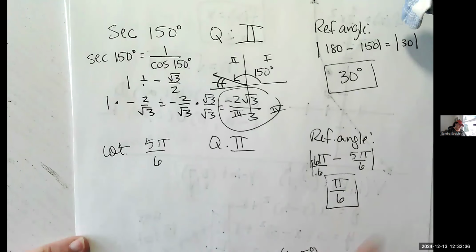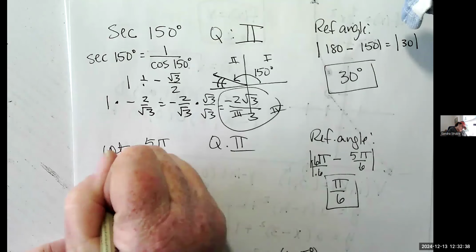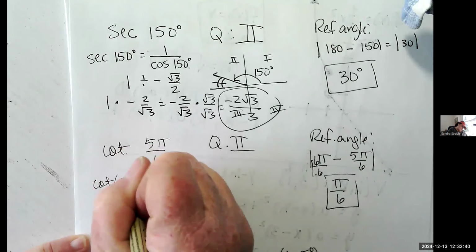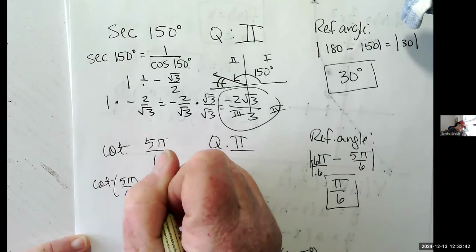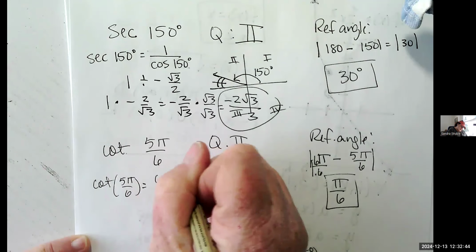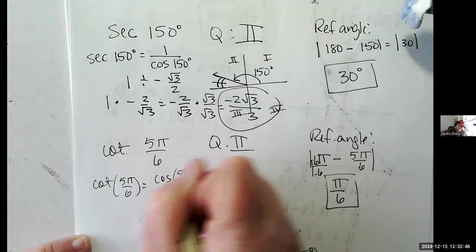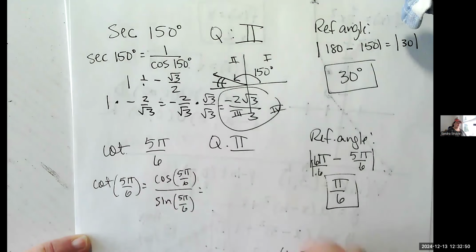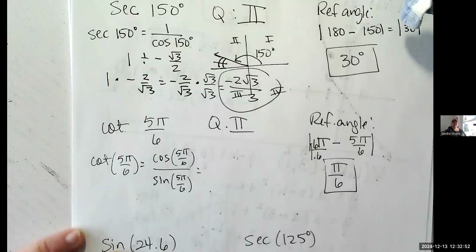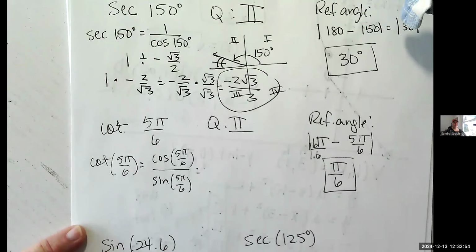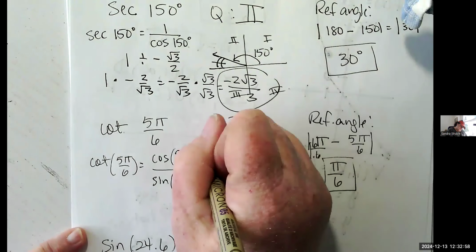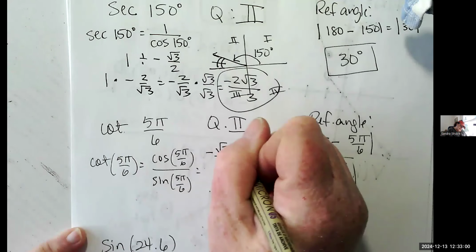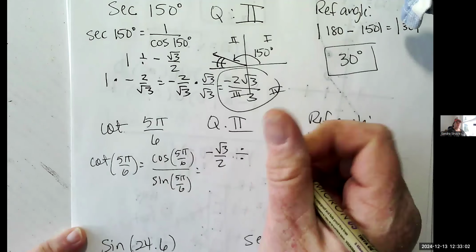Cotangent. So cotangent of 5 pi over 6 is equal to cosine of 5 pi over 6, pardon me, over the sine of 5 pi over 6. And you can just use your coordinates here. The cosine of 5 pi over 6, we just said is, goodness, negative square root of 3 over 2. And this is divided by sine, which is 1/2.